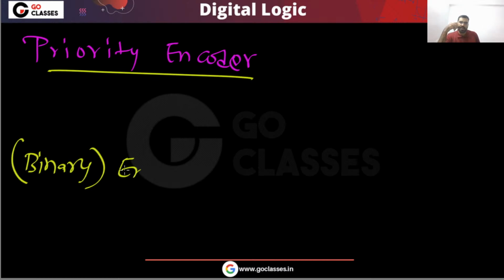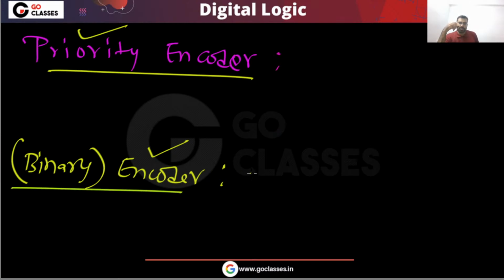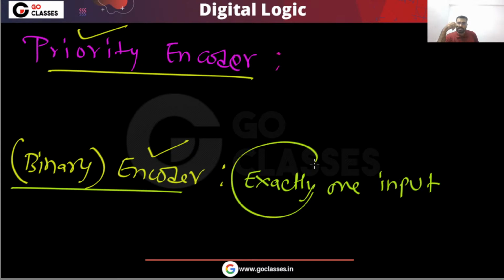Normal binary encoder. There are two types of encoder: one is the priority encoder, another is the normal encoder, or I can say binary encoder. In a normal encoder, exactly one input is 1. Exactly one input can be 1 at a time.